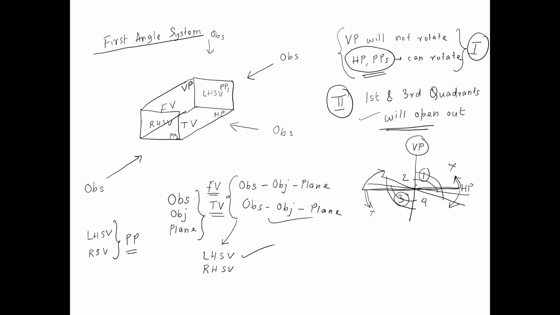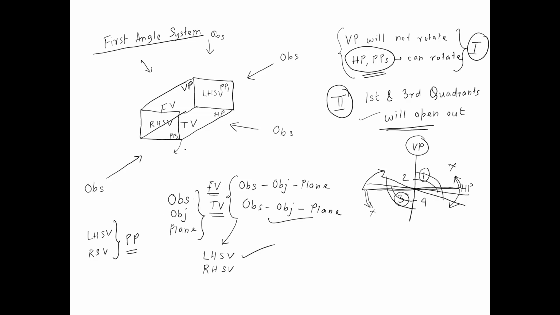So this is how the planes should be rotated, so that the first quadrant opens out as a consequence of rotation. The third quadrant also opens out as a consequence of rotation. So now coming to this figure, I have to rotate the horizontal plane and the two profile planes in such a direction that will allow the first quadrant to become bigger.